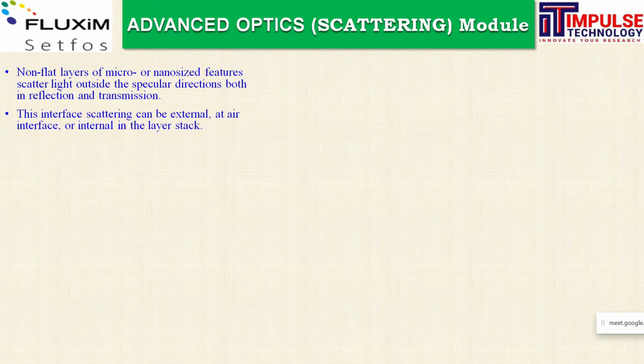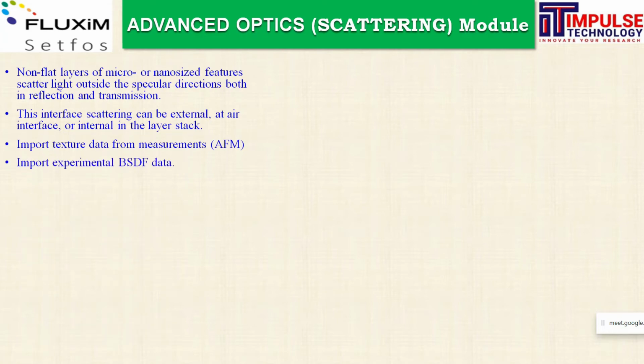Now the next module is the advanced optics module. This advanced optics is basically a ray tracing or scattering module, where your device has a non-flat layer with micro size or nano size features that can scatter the light outside the specular direction in both reflection and transmission. That's why the interface scattering can be external, at the air interface, or internal in the layer stacking.